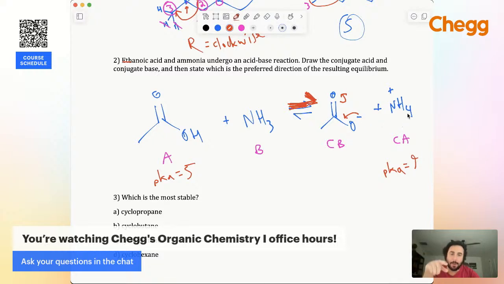And so ammonium is a weaker acid, so it's less likely to react, which means the equilibrium is going to stay on that side. So this will be the side that is favored in the resulting equilibrium, which means the right arrow, the one on the top pointing to the right, is going to indicate the preferred direction of the equilibrium. Okay, let's take a look and see what I missed.